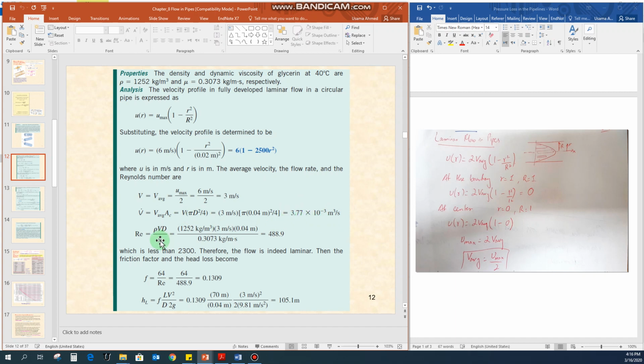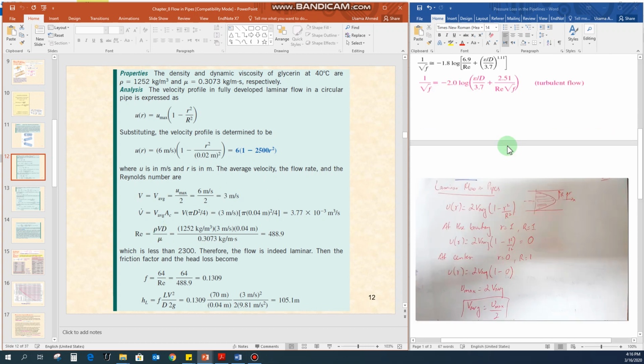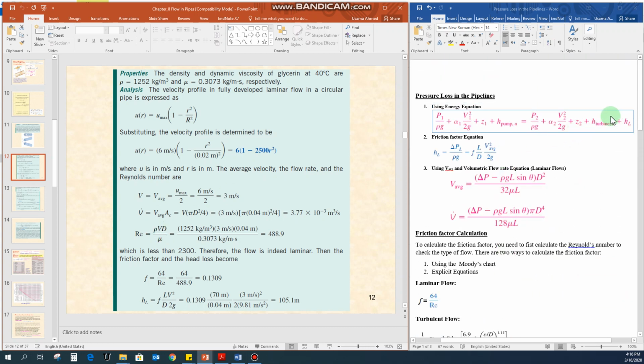Now for the next part, we need to calculate the head loss in the system. For the head loss, I told you that we can use these two equations. Either you can rely on the Bernoulli equation or you can directly use this equation. In this particular example, we are relying on this equation. If we use this equation to calculate the head loss, we first need to calculate the friction factor, length, average velocity, diameter and gravitational acceleration.